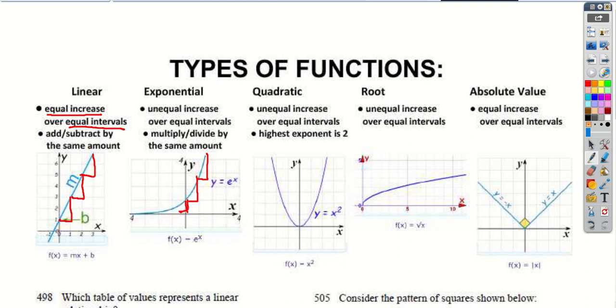If you look at exponential, it's an unequal increase, meaning as I go over 1, I'm always increasing by a different amount. The amount that I'm increasing by is actually going to get bigger and bigger. This is multiplying and dividing by the same amount. So in exponential, I'm always multiplying, like 3 to the x would be times 3 times 3 times 3 times 3. Whereas adding and subtracting by the same amount is linear. Quadratic, once again, as I go over 1, the amount of increase is going to keep going up and up. For square root functions, it's the same idea. As I go over, the change in y is going to be a little bit different every single time. And then for absolute value, actually the increase is equal. So as x increases, y increases by the same amount.